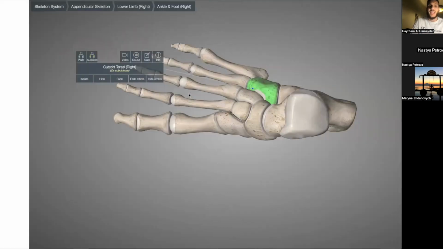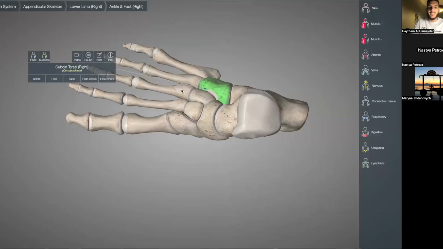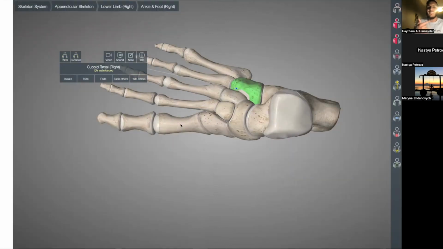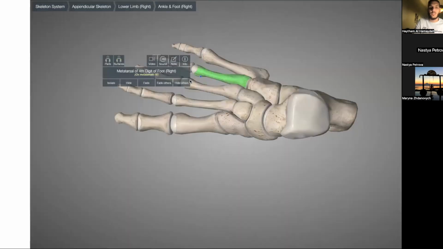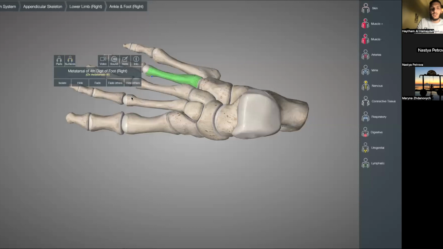Next thing, laterally. Intermetatarsal joints, between metatarsals and adjacent metatarsals. It's intermetatarsal joints, right? Okay.